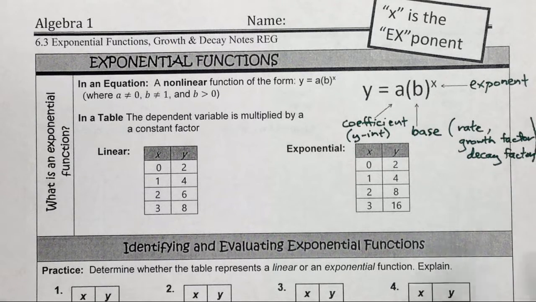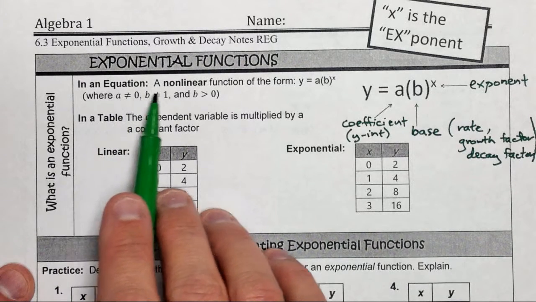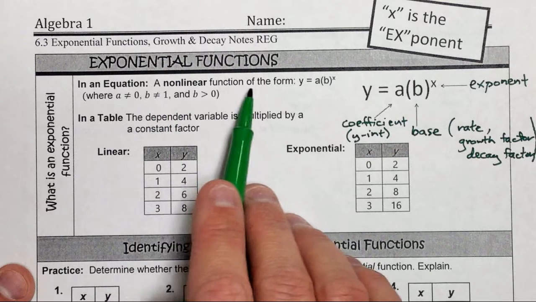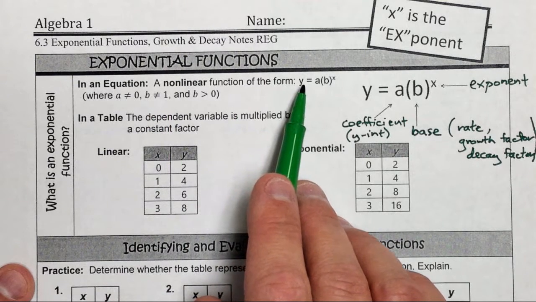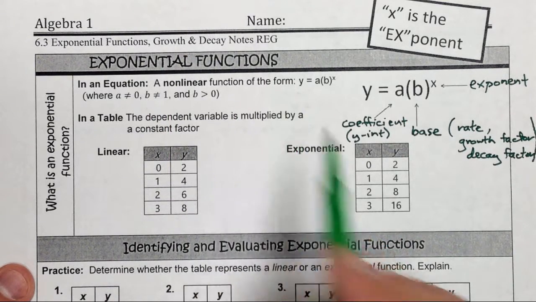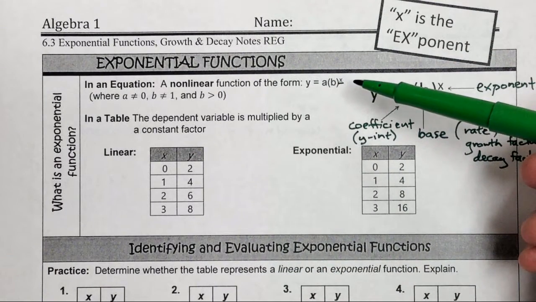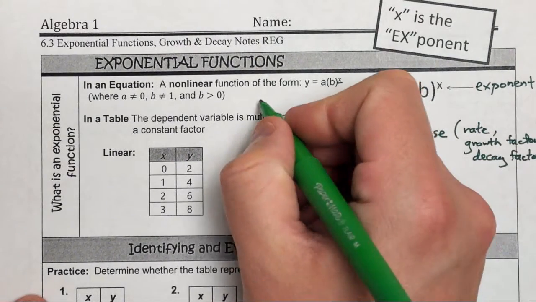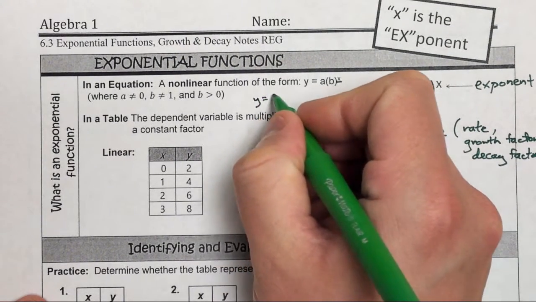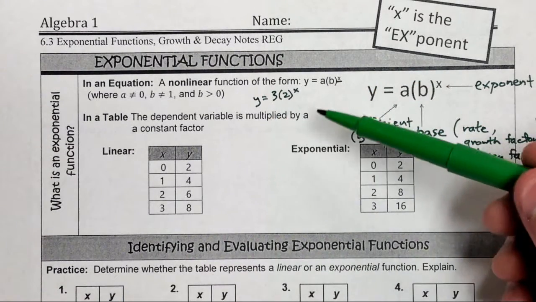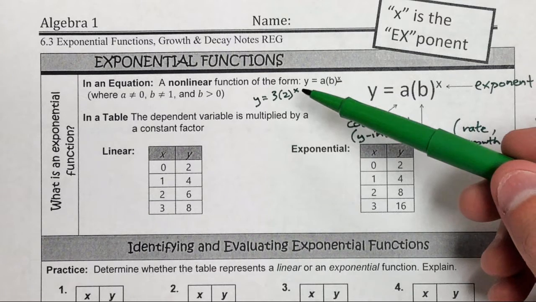If I jump over here on the left, it says an exponential growth or exponential decay function is a nonlinear function of the form y equals a times b to the power of x. Now that's very important here. Exponential functions are always going to be raised to the power of x. For example, if I had y equals 3 times 2 to the power of x, this is going to be an exponential function because this x is the exponent.